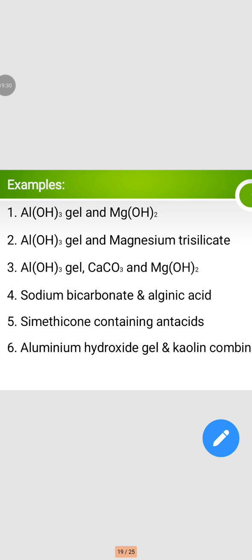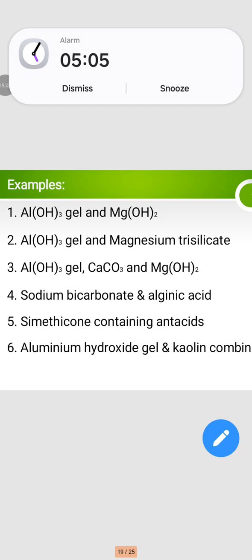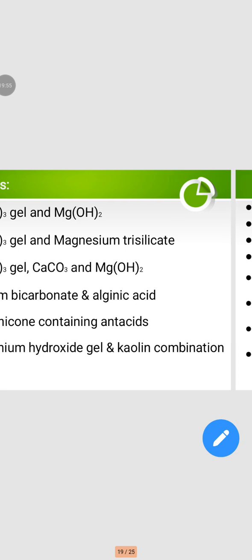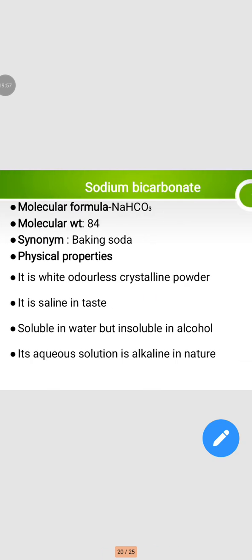Then examples: aluminum hydroxide gel and magnesium hydroxide, aluminum hydroxide gel and magnesium trisilicate, aluminum hydroxide gel, calcium carbonate, and magnesium hydroxide. Then sodium bicarbonate and alginic acid, simethicone containing antacids, aluminum hydroxide gel and kaolin combination. These are the examples.